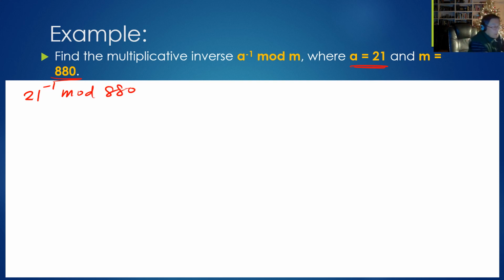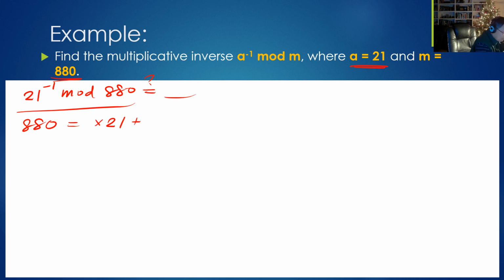Okay, so what is this? Again, we follow the same process. The first thing you need to do is divide 880 by 21, and then find the quotient and the remainder. The remainder is 19 and the quotient is 41. You can verify this. And then we got this.